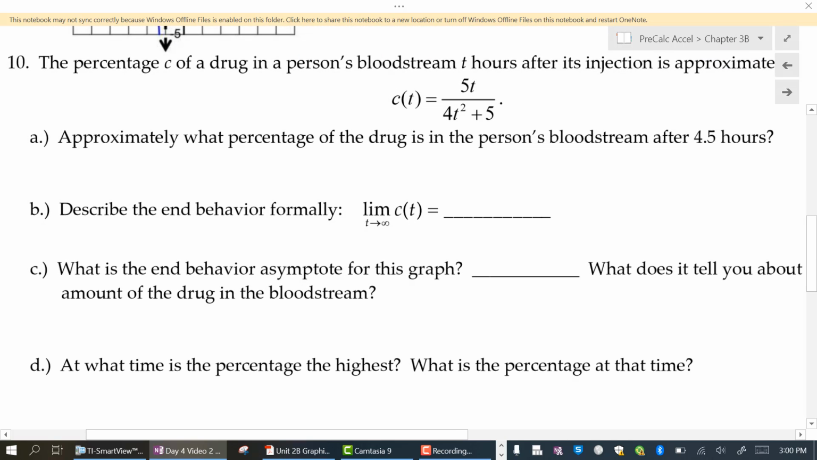All right, down here, we are looking at some real world problems, and we can solve a lot of this by hand, but we can also do a lot of this in our graphing calculator. So in A, it says the percentage of a drug that's left in a person's bloodstream after T hours is represented by this equation. Approximately what percentage of the drug is in a person's bloodstream after 4.5 hours? So 4.5 is our T. So I can just take 4.5 and substitute it in for T.